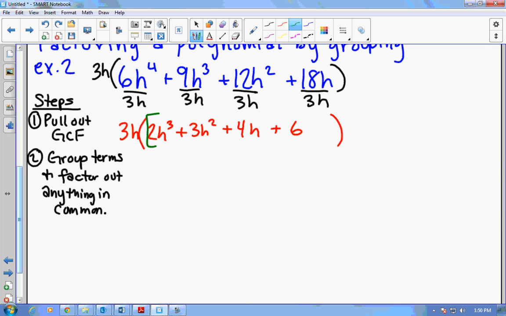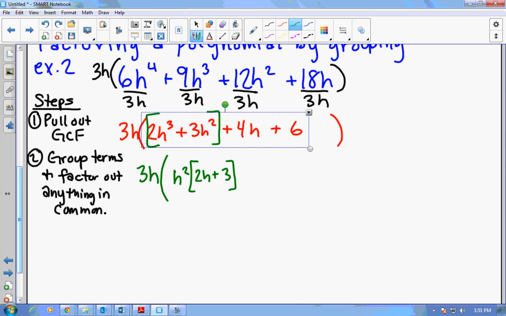So I'm going to group these two together. Think about it. Do those two have a GCF? The first two. H squared. So we're going to factor out h squared. So don't forget this 3h hanging outside. I have h squared. When I factor it out, I have something plus something. What would be remaining? 2h plus 3, because it means we're going to take 2 h's off of that guy and 2 h's off of that guy.